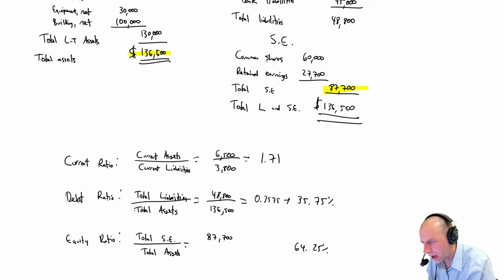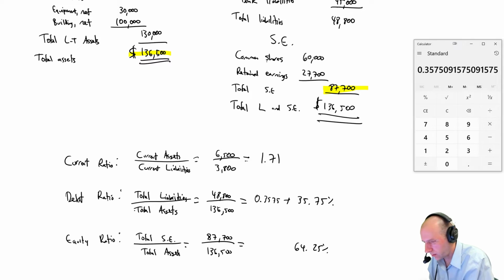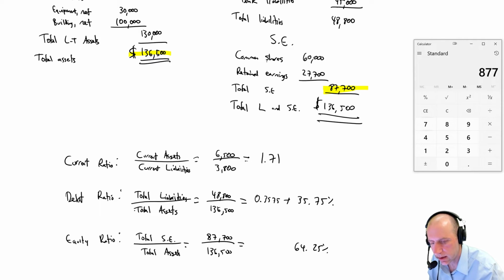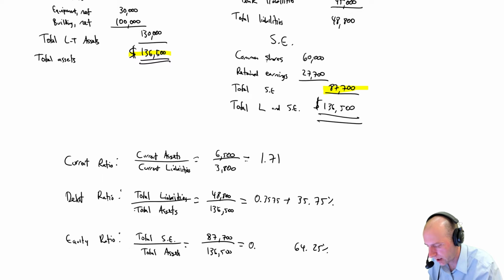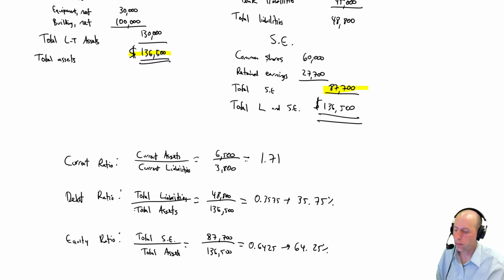87,700. We're going to divide by 136,500. And let's compute it. 87.7 divided by 136.5. And we get 0.64249, so 0.6425. And that converts, of course, to 64.25%.